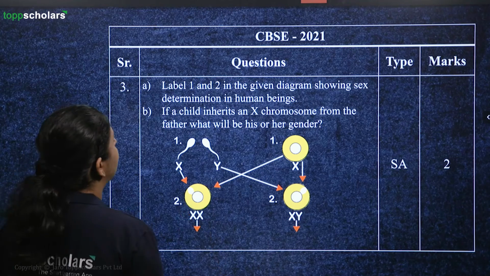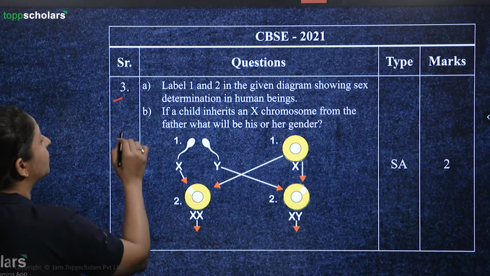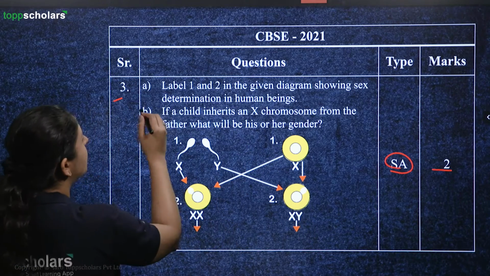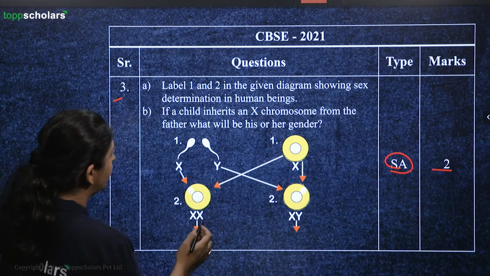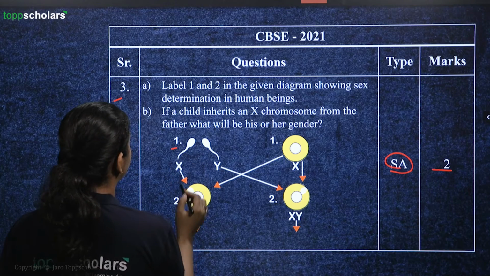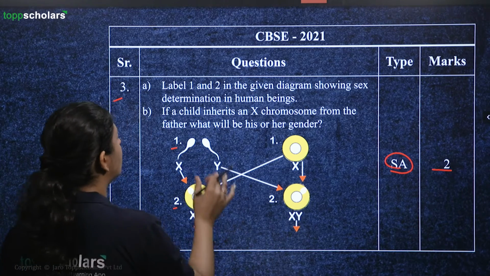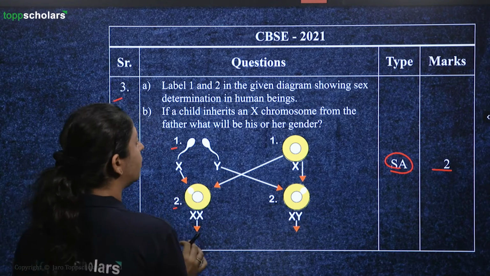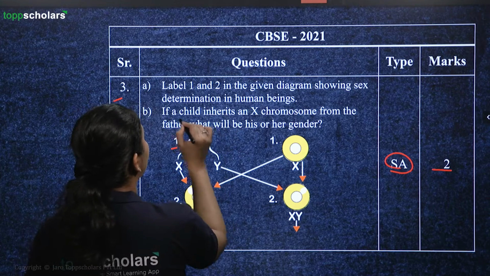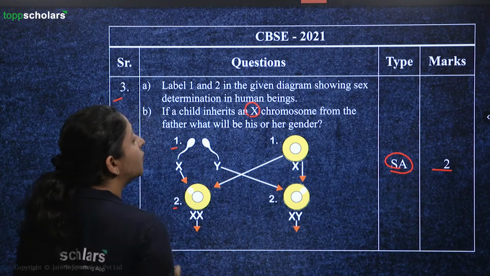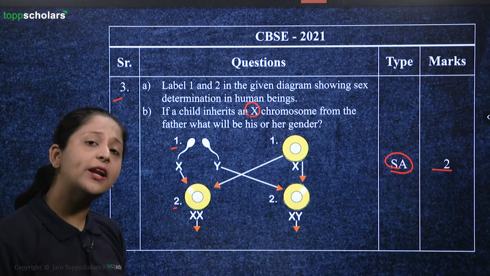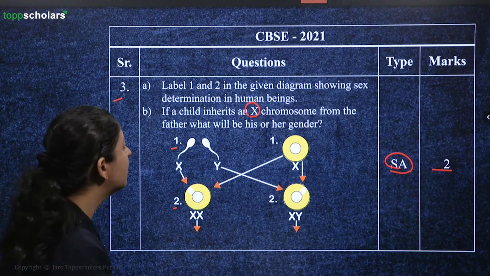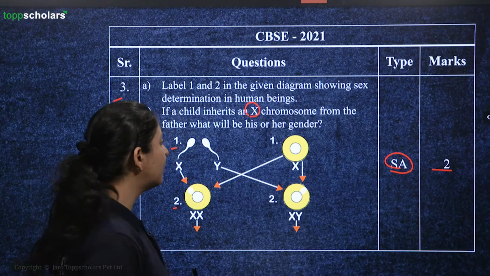Next, for the same paper, students, you have another question, right? This is a short answer type question giving you 2 marks in total. The first part says, label 1 and 2. You have to label 1 and 2 in the given diagram showing sex determination in human beings. And if a child inherits an X chromosome from the father, what will be his or her gender? You have to just state that. So, students, as we know, in sex determination, it is the father's chromosome that is going to decide it, correct?